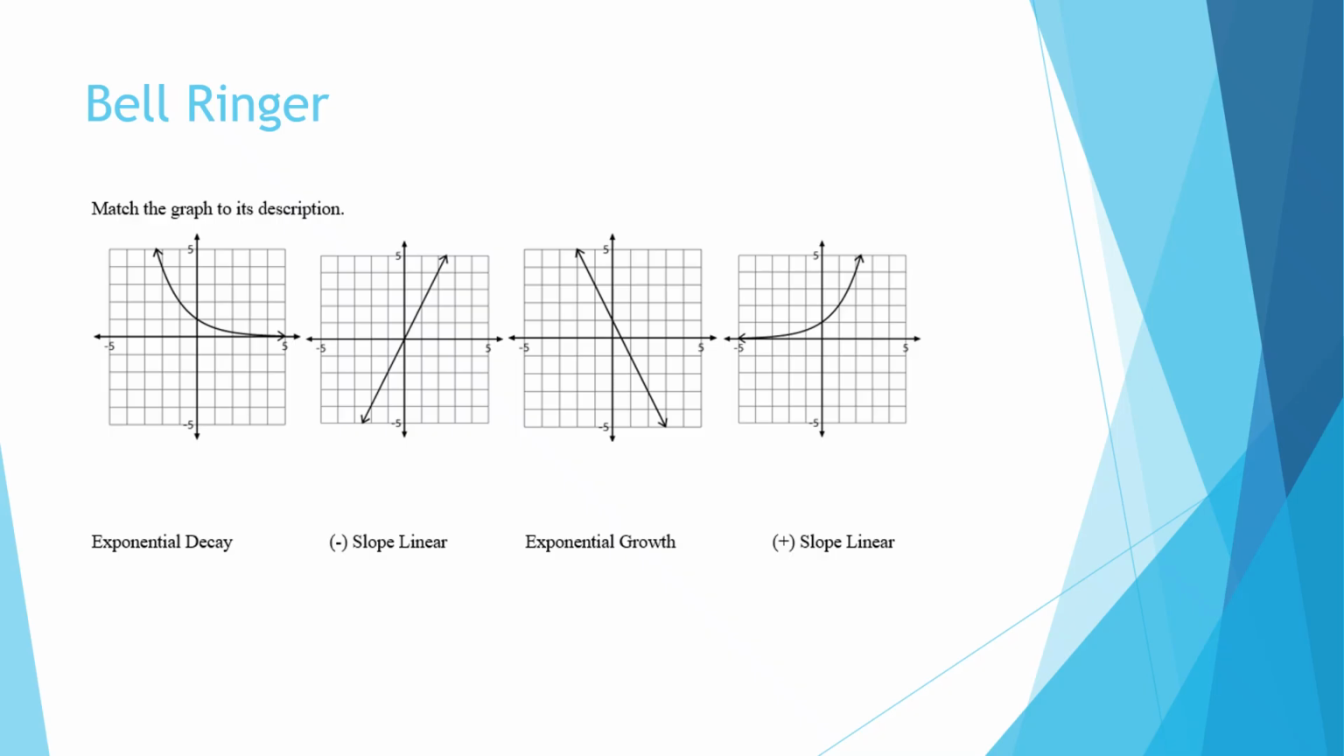Let's start with this one, exponential decay. That is going to be the one on right above it. A negative slope, that's linear. That's going to be the third one right here. Exponential growth should be the fourth one. And then a positive slope that's linear, that should be the second one right there. So that should be our answer to the bell ringer.